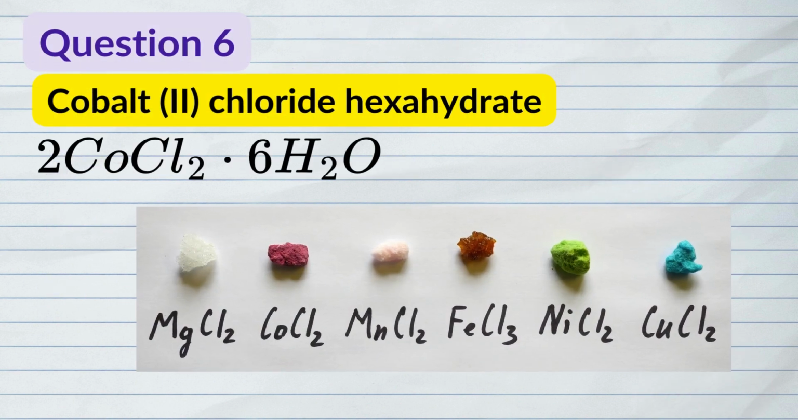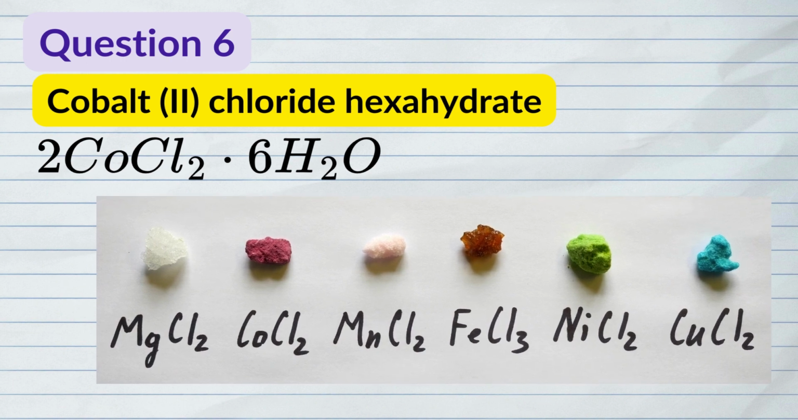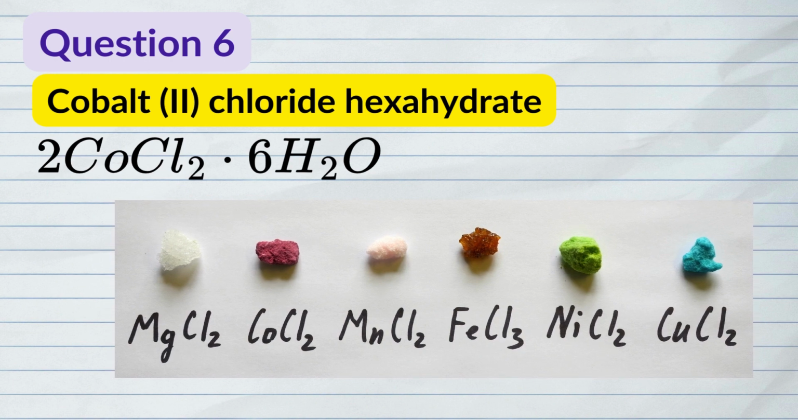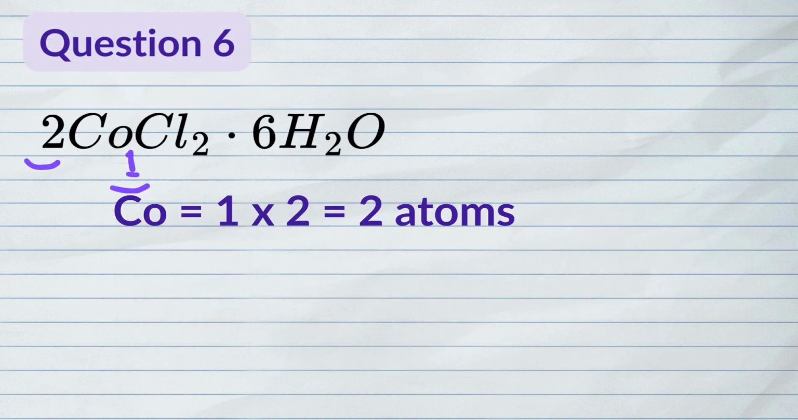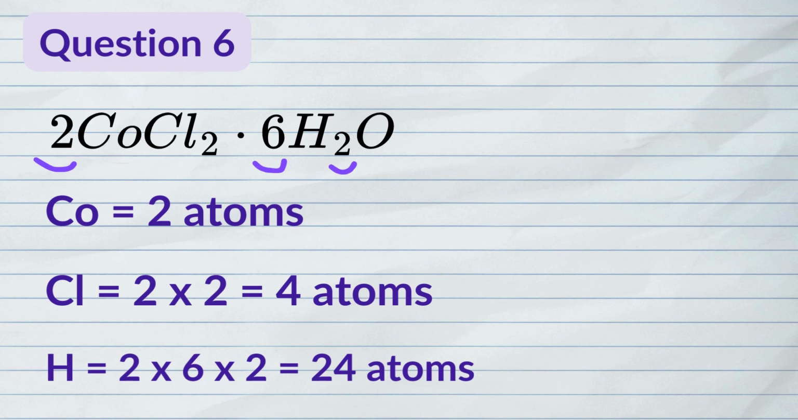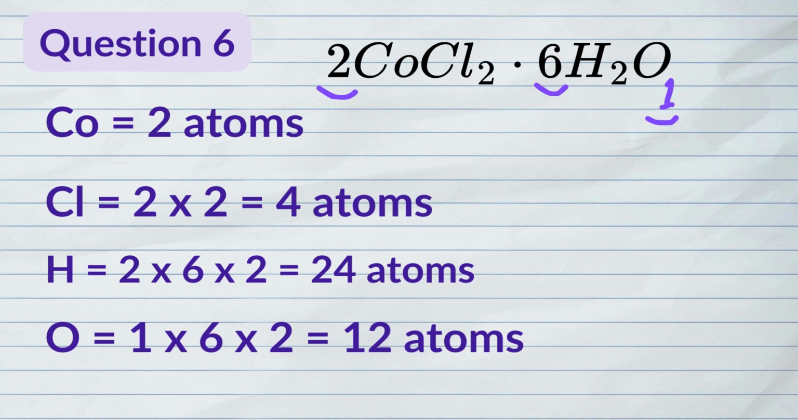Question 6. Cobalt(II) chloride hexahydrate, 2CoCl2·6H2O. There are 2 molecules of cobalt(II) chloride hexahydrate here, so cobalt equals subscript 1 times coefficient 2 equals 2 atoms. Chlorine equals subscript 2 times coefficient 2 equals 4 atoms. Hydrogen equals subscript 2 times the coefficient 6 for the water molecule times the coefficient 2 for the entire molecule, which equals 24 atoms. And oxygen equals subscript 1 times the coefficient 6 for the water molecule times the coefficient 2 for the entire molecule, which equals 12 atoms.